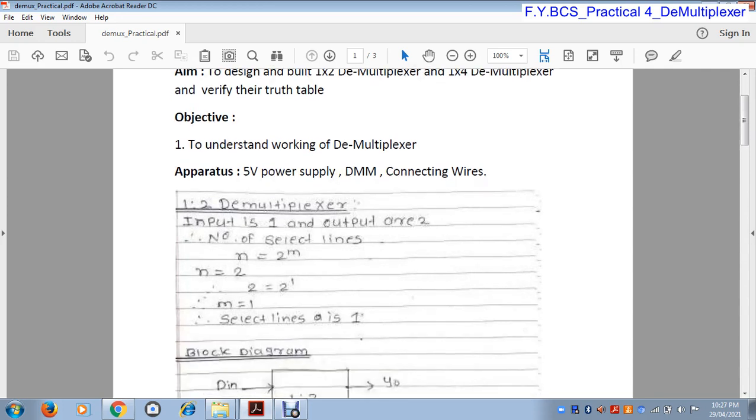The apparatus for this experiment is a 5-volt power supply, DMM, and connecting wires. DMM means digital multimeter.